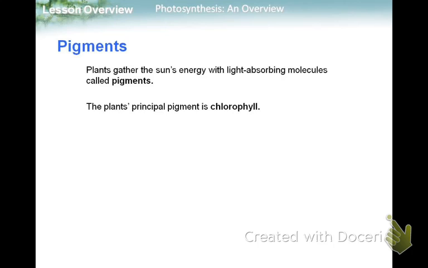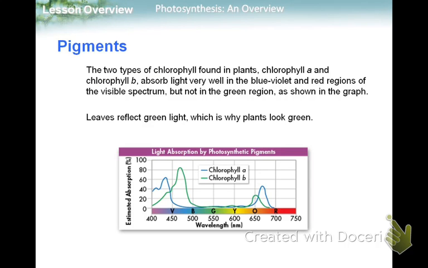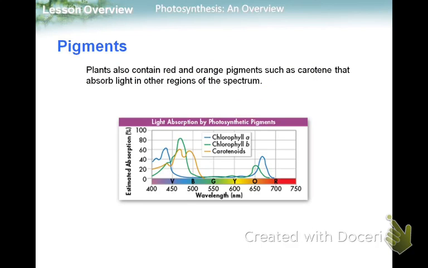Plants gather energy with pigments. Plants' principal pigment is called chlorophyll, which you probably know already. You may not know that there are two different types of chlorophyll, chlorophyll A and chlorophyll B. These absorb light very well in the blue-violet and red regions of the visible spectrum, but not in the green region. The green is reflected back to our eyes, which is why plants look green. That's the color of light that we perceive.